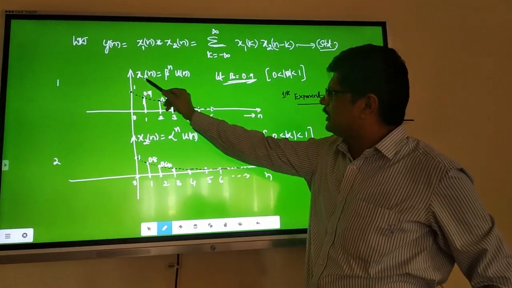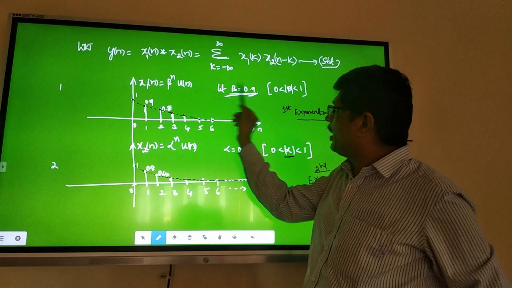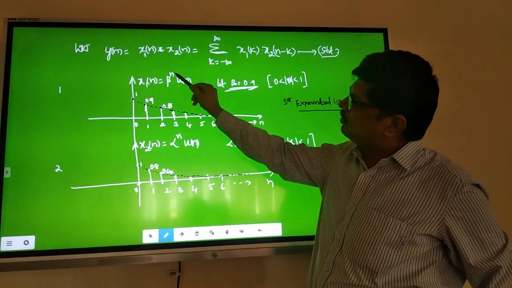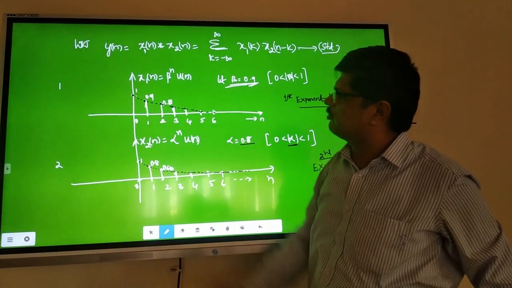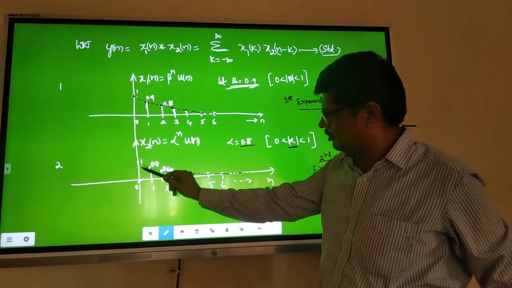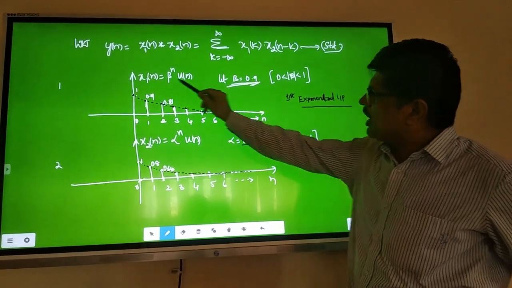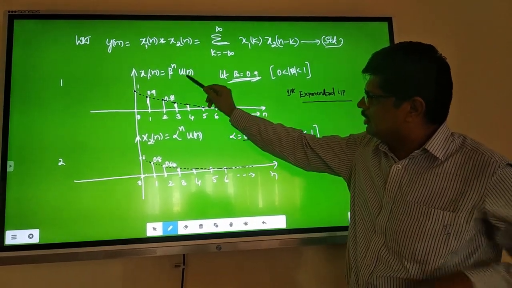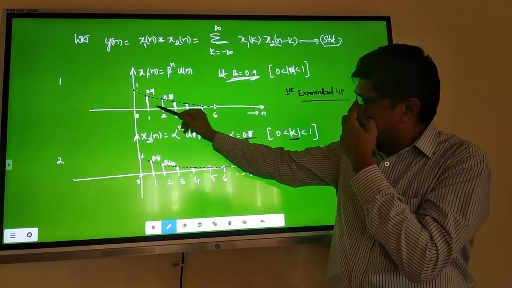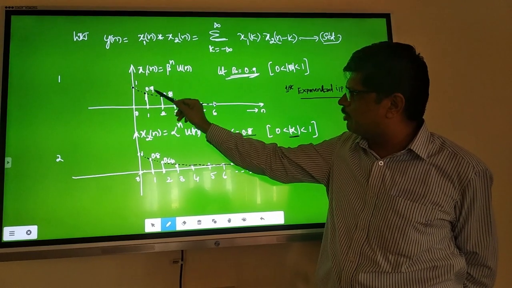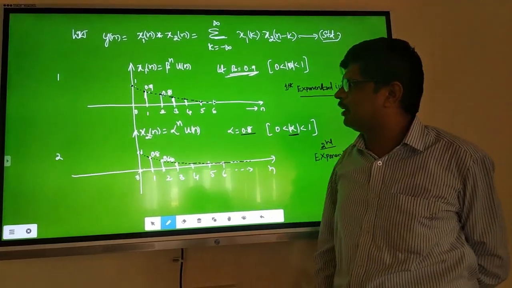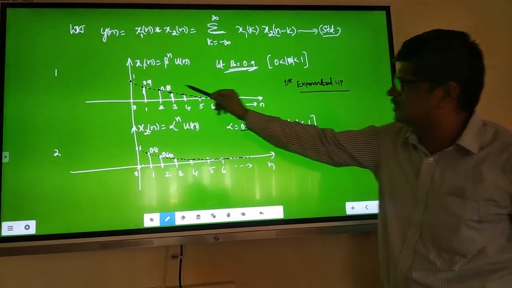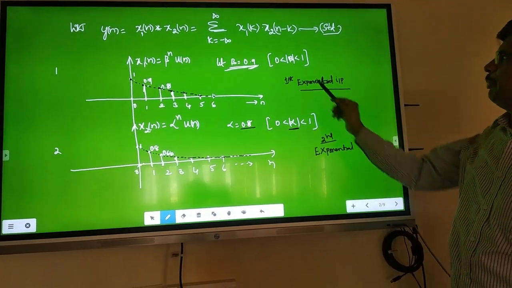Plot this. At 0, x1[0] is equal to 0.9 to the power 0 into u[0]. u[0] is 1. 0.9 to the power 0 is nothing but 1. At 0 you will get 1. Then when n is equal to 1, x1[1] is equal to 0.9 to the power 1 into u[1]. u[1] is 1. Therefore 0.9 to the power 1 is 0.9. At 1 you will get 0.9. At 2 you will get 0.81. Like that it is decreasing; you will get an exponentially decreasing first one.